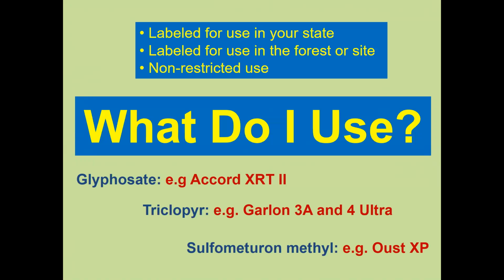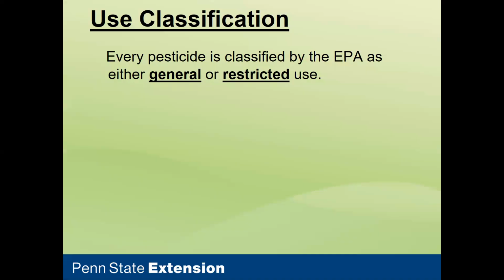Again, all of these have come off patent, so you can find these products with lots of different names with the same active ingredient, even the same percentage of active ingredient. Oust XP, I'll show you here, is one that we use for grass control or broadleaf weed control, and also has soil activity and works on seed germination as well. We call that pre-emergence activity.